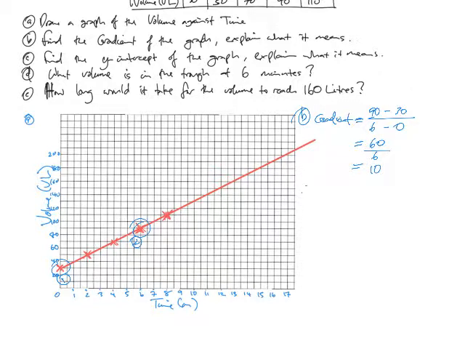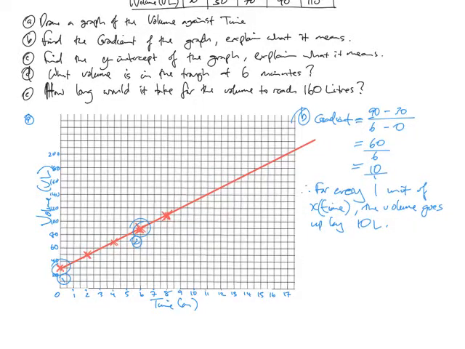Explain what that means. Therefore, for every 1 unit of x, which is time in minutes, the volume goes up by 10 litres. Okay? Because really, the gradient is 10 over 1. So what that's telling you is for every 1x, it goes up 10y. So that's B. For C, find the y-intercept of the graph, explain what it means.